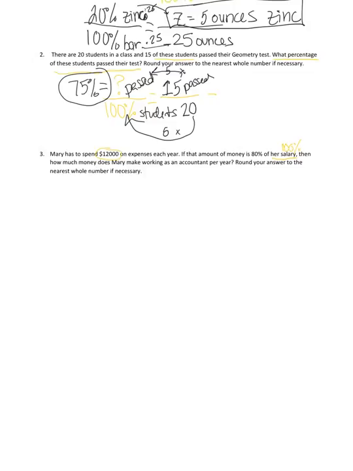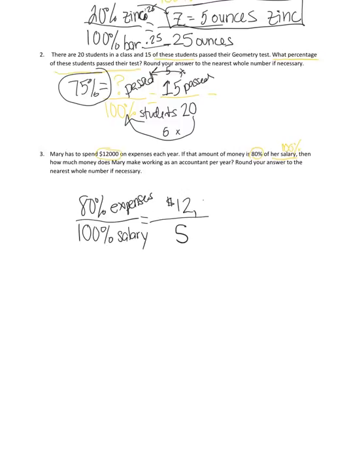So the expenses go with the 80%. The expenses is the 80%. So let me set up the proportion. The 100% is her salary. We don't know her salary. That's the question: how much money does she make working per year? That's another way of saying what's her salary. So salary is what we're trying to find. We know her expenses every year are $12,000. So now we're going to draw the arrows towards what we don't know, and we're going to solve this proportion.